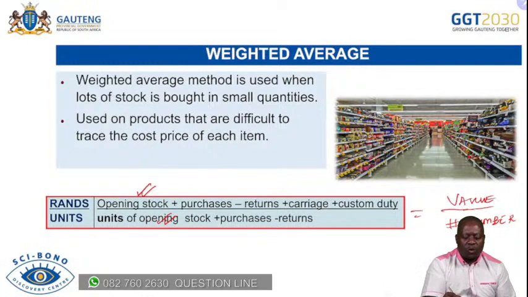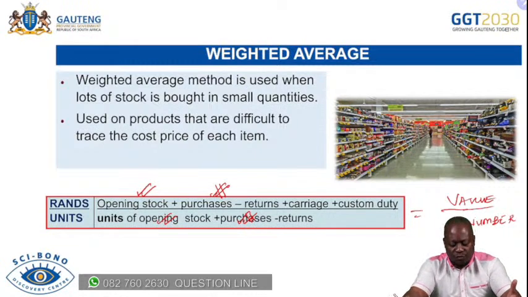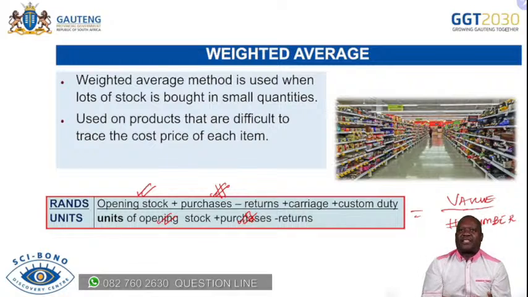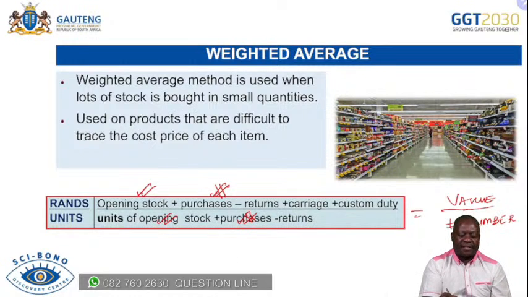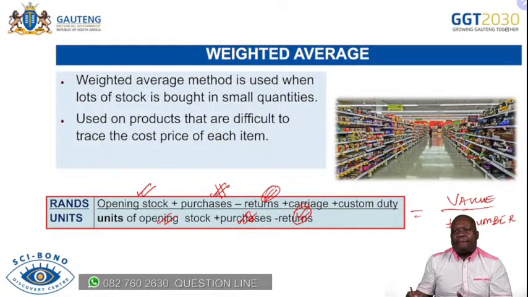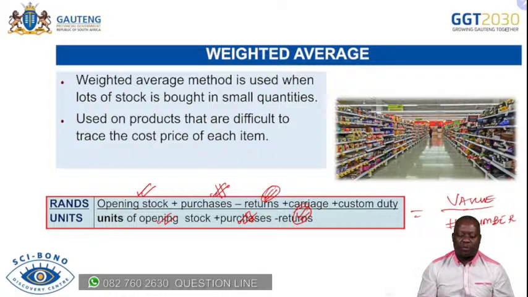And then we go to purchases. On top we put the purchases value, and at the bottom the purchases in units. How many units have been purchased? And then we subtract things such as returns on top, which means we must also subtract the returns number of units. So always the value goes on top and the number at the bottom.